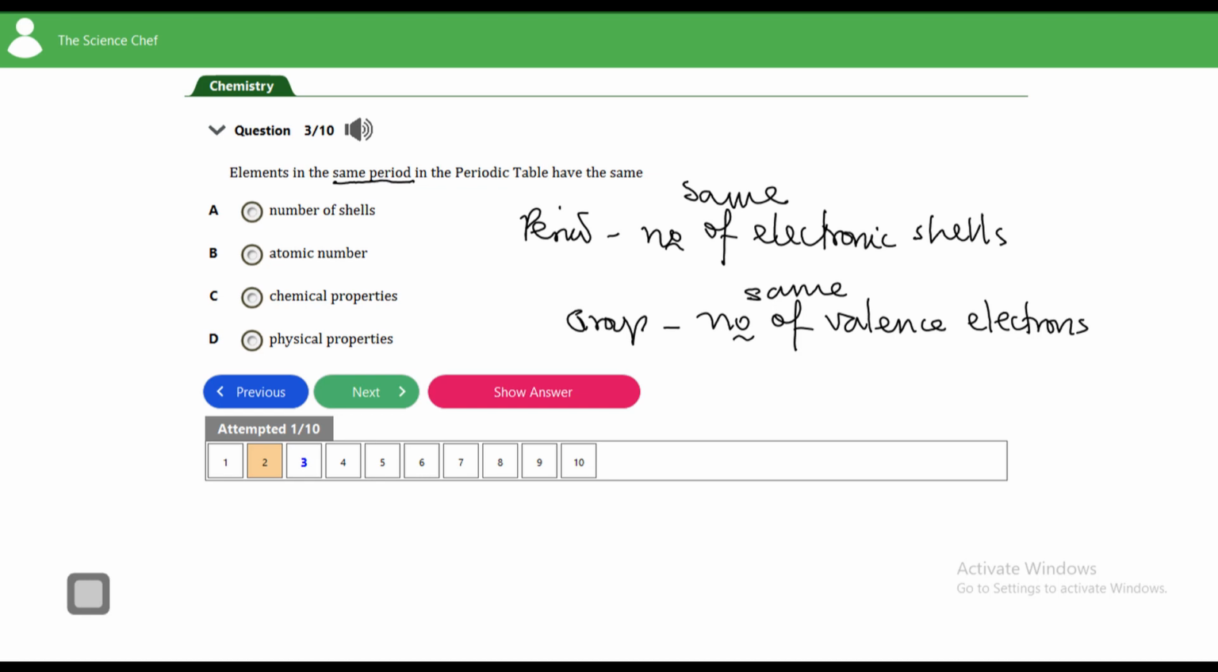Once the atomic number of an element changes, the element also changes. Let's take, for example, if you move from carbon to nitrogen to oxygen and to fluorine in period 2, right? In this period 2, carbon is 6, nitrogen is 7, oxygen is 8, and fluorine is 9. Can you see? The atomic number is changing progressively by 1, right?